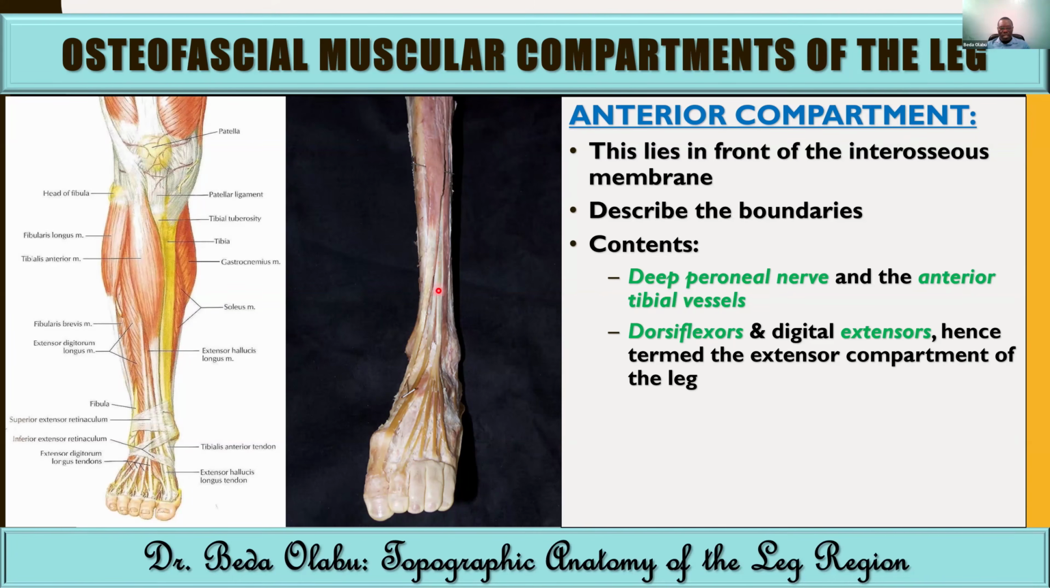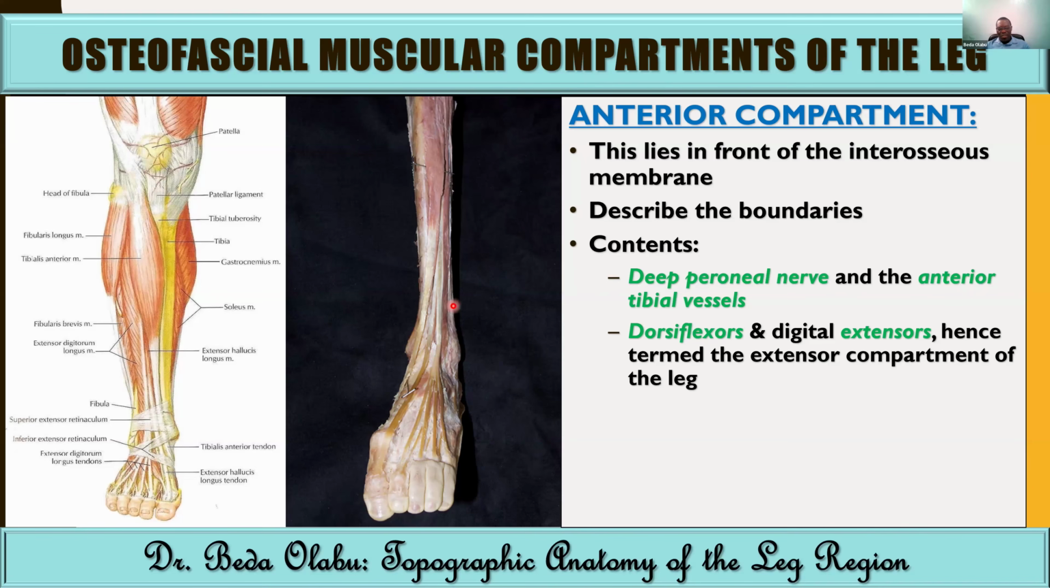This one is the extensor hallucis longus. Hallucis, from the word hallux, means the big toe. So it extends the big toe, but also causes dorsiflexion at the ankle. The third tendon there is the extensor digitorum longus. Extensor digitorum longus has a tendon that splits into four, going to the four lateral toes. So we call that extensor digitorum longus.